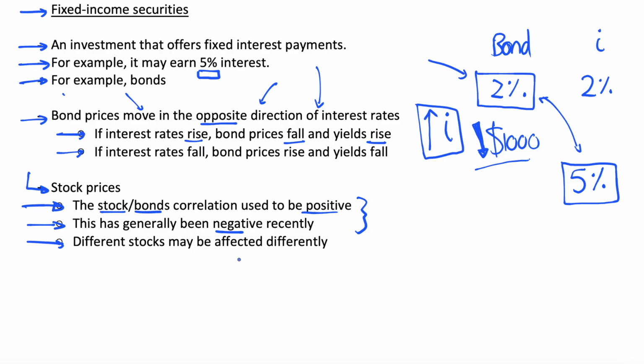For example, a housing business will be affected very differently by a change in interest rates to a discount clothing store. It depends which stocks you're holding as to how these will be affected by interest rates, but most of them will be affected in some way for the reasons that we've just mentioned. So it is something to keep in mind for all types of financial assets, but that is a quick introduction to interest rate risk.